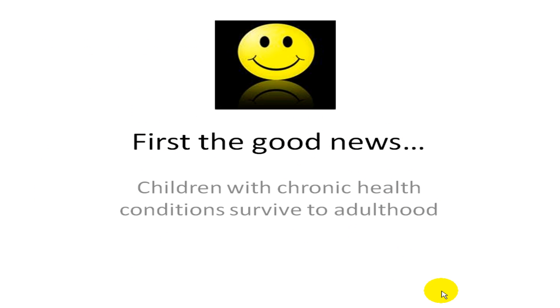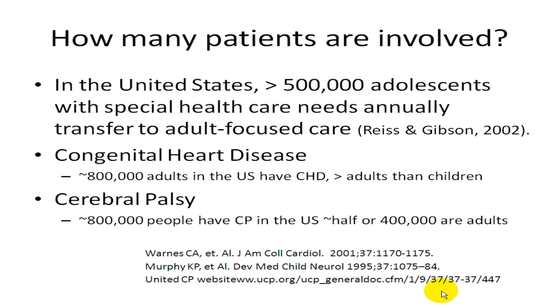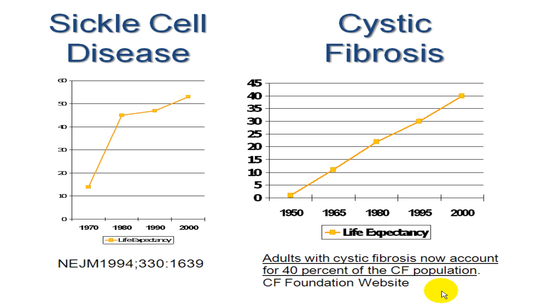Let's move to the good news. First, children with chronic health conditions are now surviving to adulthood. Let me show you some of the figures. In the US, about 500,000 adolescents with special healthcare needs annually transfer to adult-focused care. About 800,000 adults in the US have congenital heart disease, and the majority of these patients are adults. Also, about 800,000 people have cerebral palsy, and about half of those are adults. So our patients are surviving, and they're becoming adults.